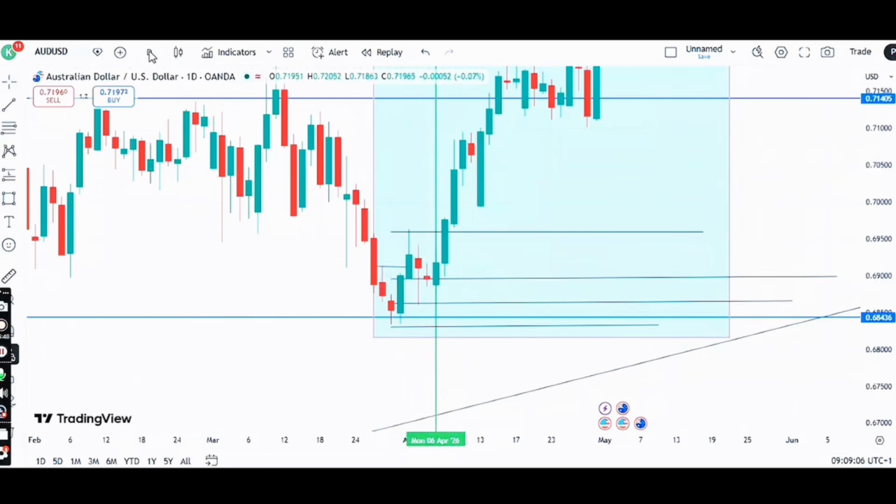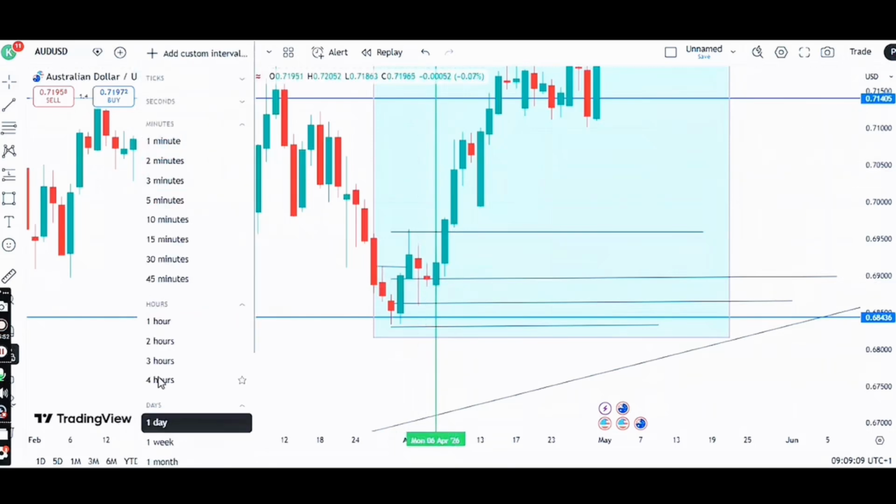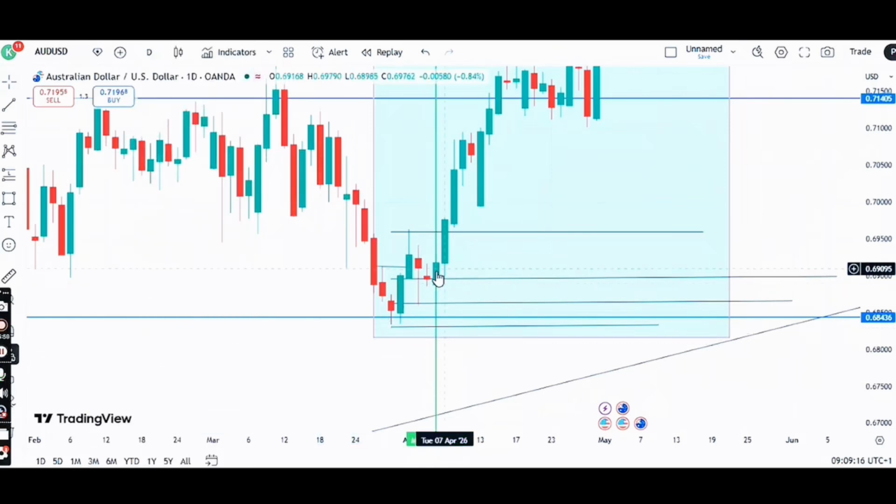Then the next thing is to go down to the 4 hours time frame. But before we go down to the 4 hours time frame, I want to show you something. This is Monday, the next day, the next trading week that we want to analyze now. This is Monday, this is Tuesday, Wednesday, Thursday, Friday.